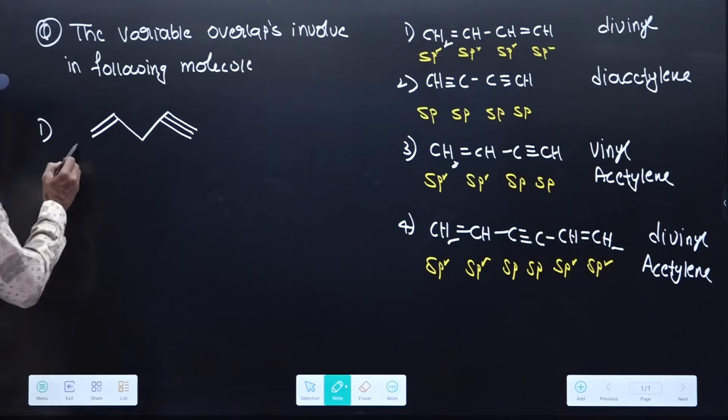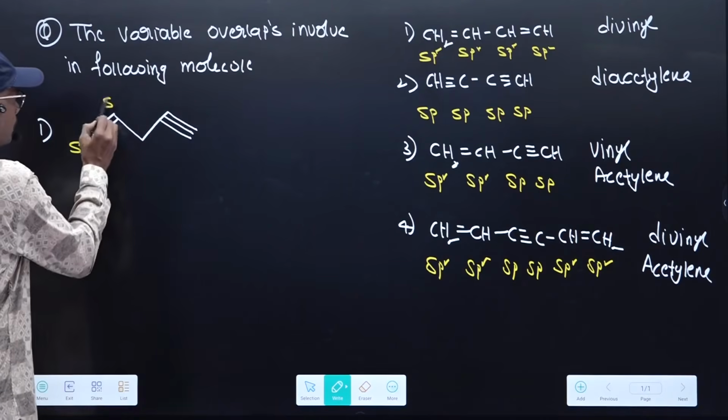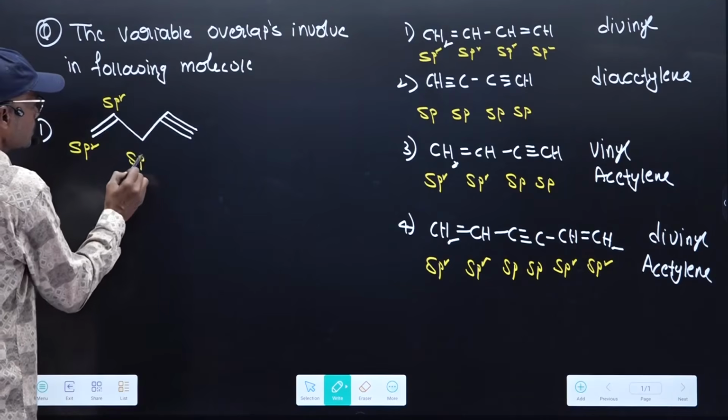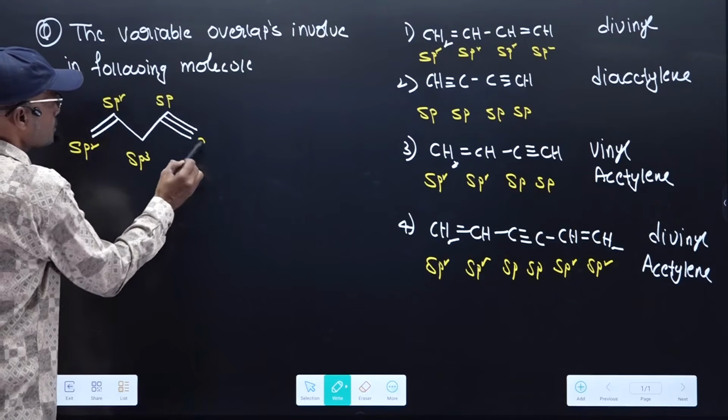So what is the carbon? sp2, and here sp2. What is this? sp3, sp, and here sp.